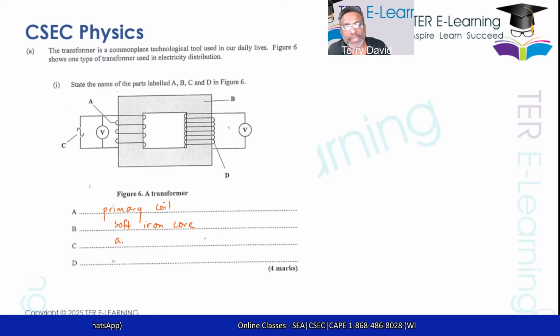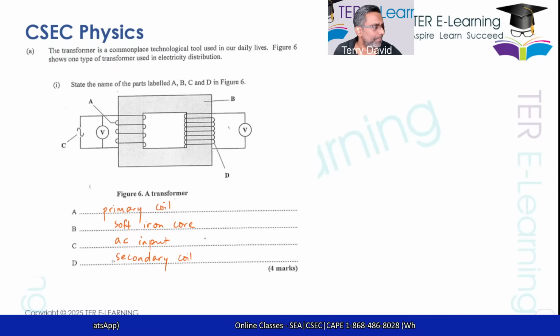C is the AC input, right? And what is D here? D is the secondary coil. So easy marks in the exam here. They want you to label your transformer, right? Right. What else do we want here now?